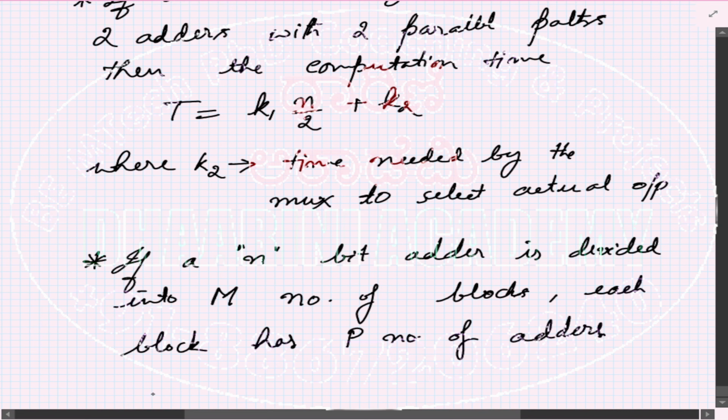Considering n is the number of bits, K2 is the total time needed for the calculation. These are the variables defined for the optimization of the carry skip adder. So here what we do is try to calculate the total propagation delay.